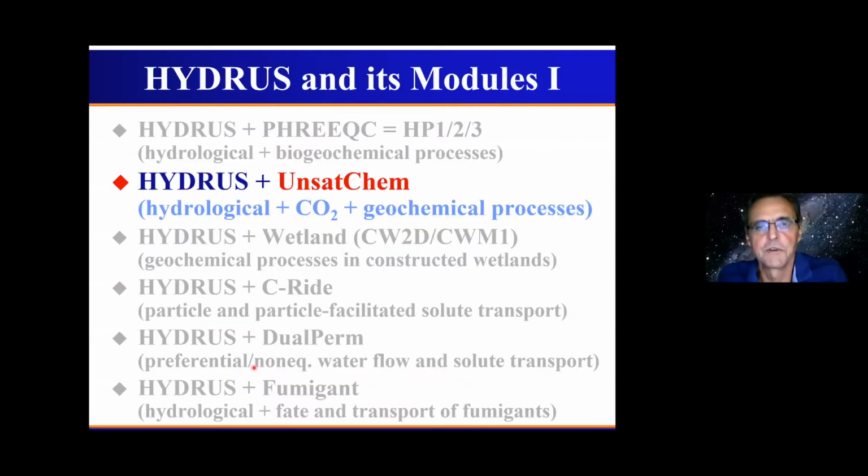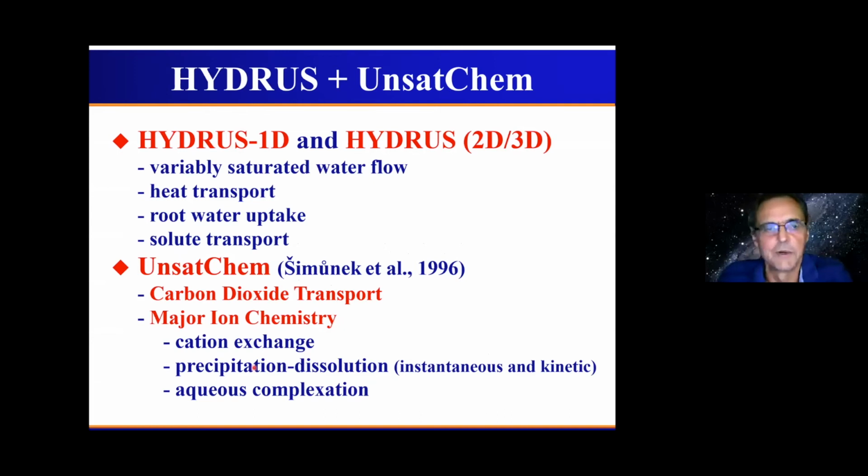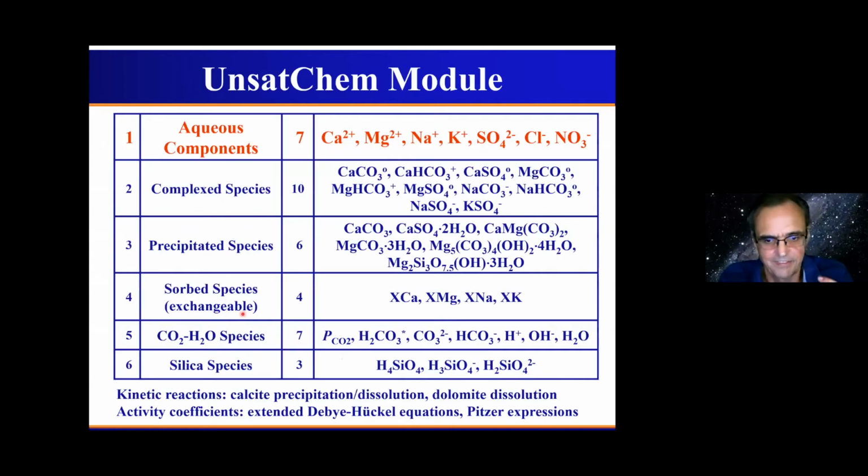Okay, another module which I want to mention is the UNSATCHEM module. That was really the first module I developed, already some 30 years ago as part of my PhD. And in this model, we again simulate flow and transport, and then we simulate carbon dioxide transport and concentrations in the soil, which are 1,000 times larger than in the atmosphere. And then also major ion chemistry, right? And this model is quite a simple model compared to the FREEXE, where you can consider any types of reaction. So this model is limited only to these species, to these reactions. So it considers only major ions.